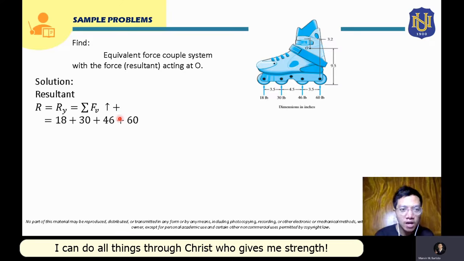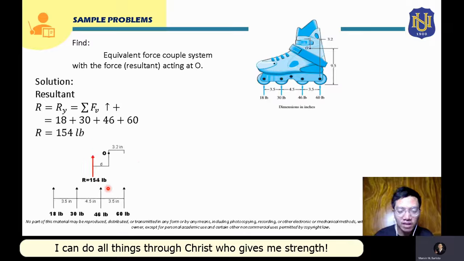So Ry is equal to 18 plus 30 plus 46 plus 60. They will all be positive here since they are all upward forces. That will be the value of our Ry, which is also equal to our resultant. So our resultant will be 154 pounds upward.